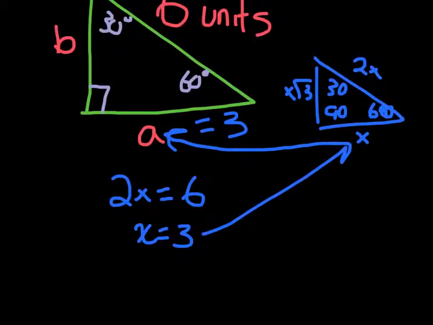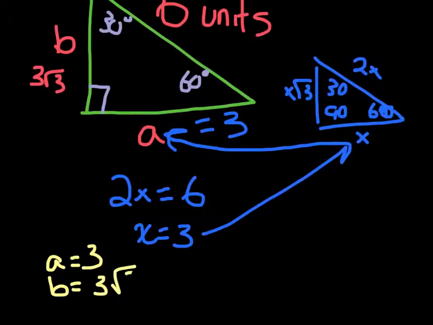And we know a rule of that. The 30 and 90 degree line is x root 3. Therefore, b is equal to 3 root 3. So, let's write this out more clearly. a is equal to 3, and b is equal to 3 root 3.